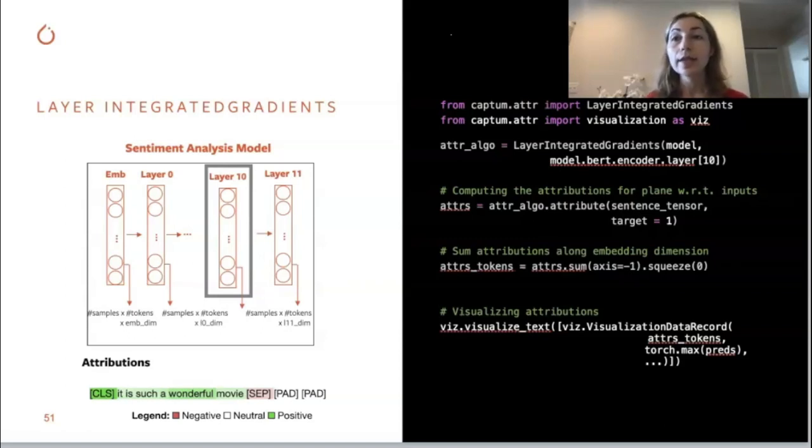When we move to layer 10, we can see that the token wonderful is still important, but not as important as the class token. It appears that the neurons in layer 10 are more focused on the class token, as we also observed for the saliency algorithm in our previous example.